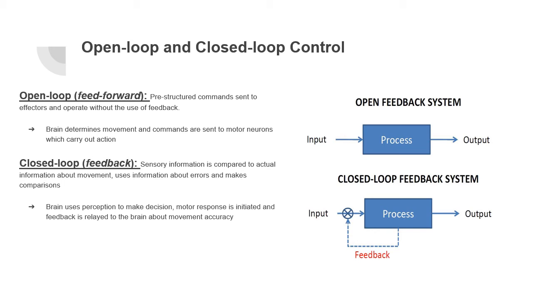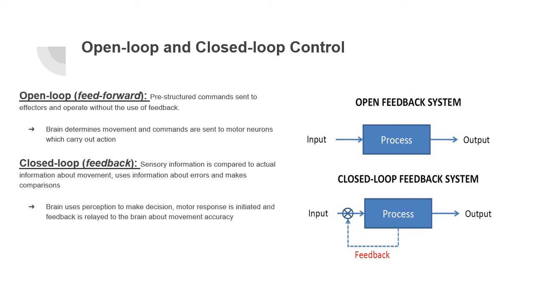Looking at the open loop control, we see that these are going to be pre-structured commands from the body sent to effectors and that operate without the use of feedback. This is when the brain determines movement and commands that are sent to motor neurons, which then carry out the action. So we could think of this as when we have the central nervous system sending out a command to initiate movement.